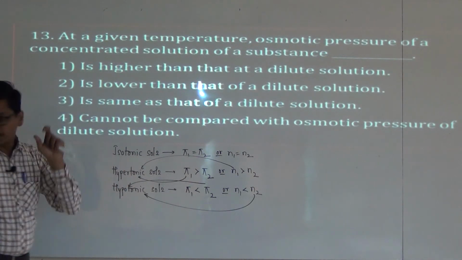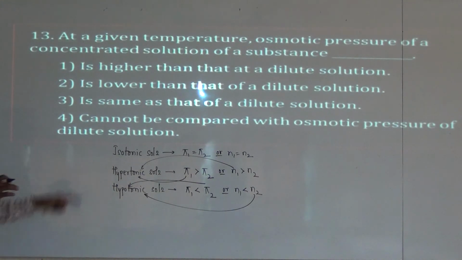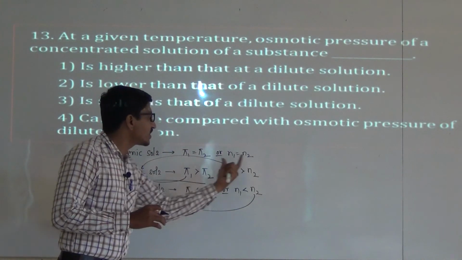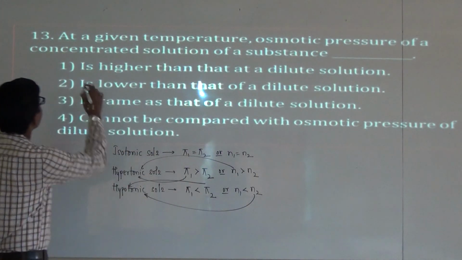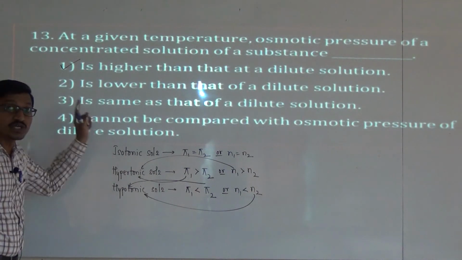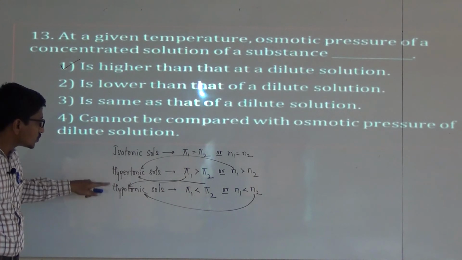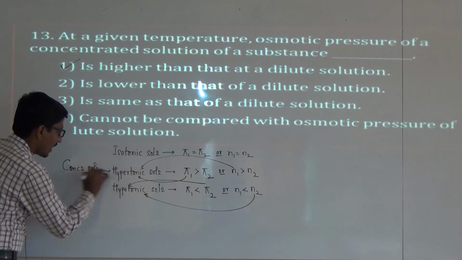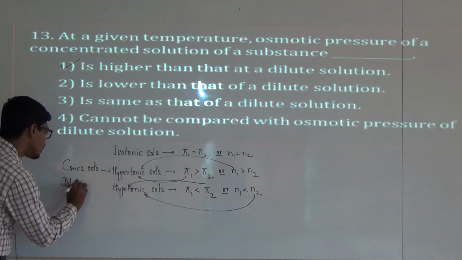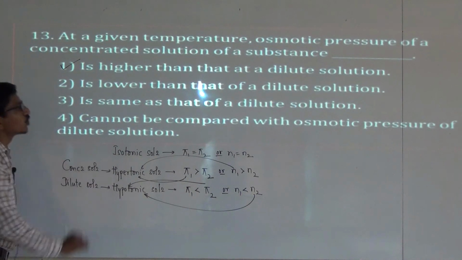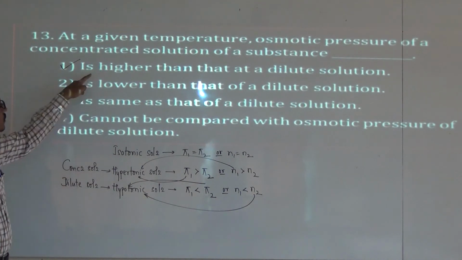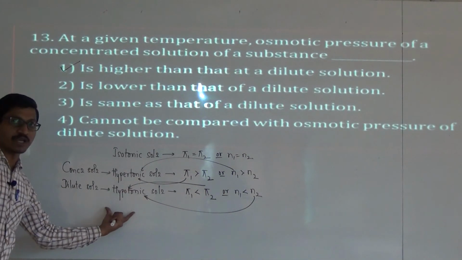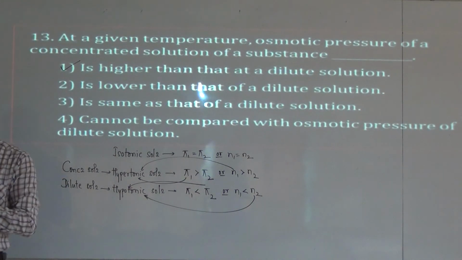In these options, the first one says the osmotic pressure of a concentrated solution is higher than that of a dilute solution. Dilute solutions have lower osmotic pressure and lower concentration. That is, the first option is the right one. Concentrated solutions are hypertonic and dilute solutions are hypotonic, and the osmotic pressure of a concentrated solution is higher than that of a dilute solution. From this explanation, the correct option is the first one.